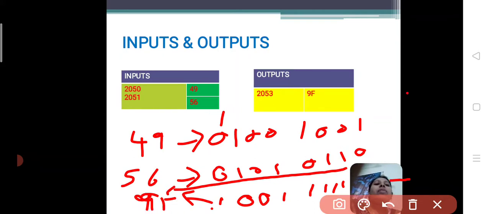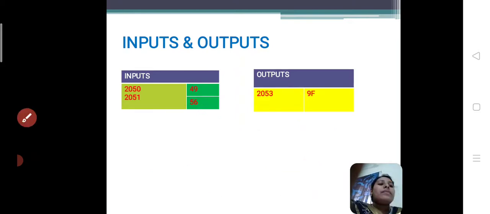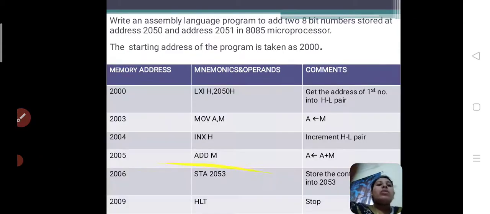So I am giving two 8-bit numbers, 49 and 56. By adding 49 and 56, I get the result 9F. That 9F will be stored into the 2053 location. So these are the inputs and outputs. In this way we have to write the program by using these instructions.